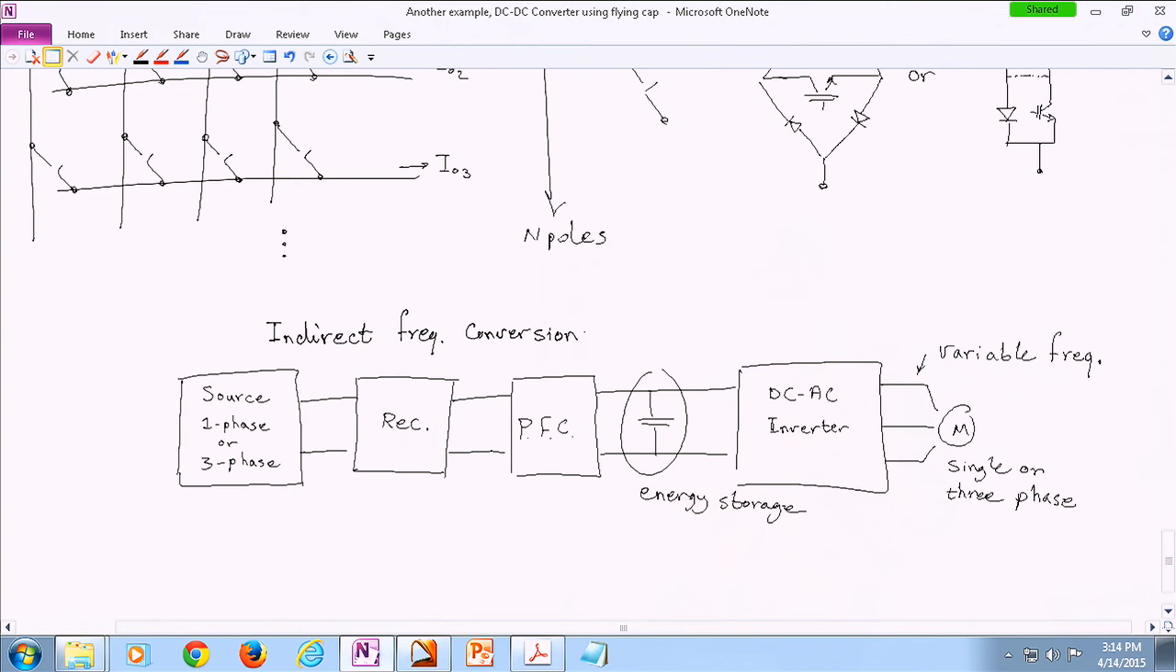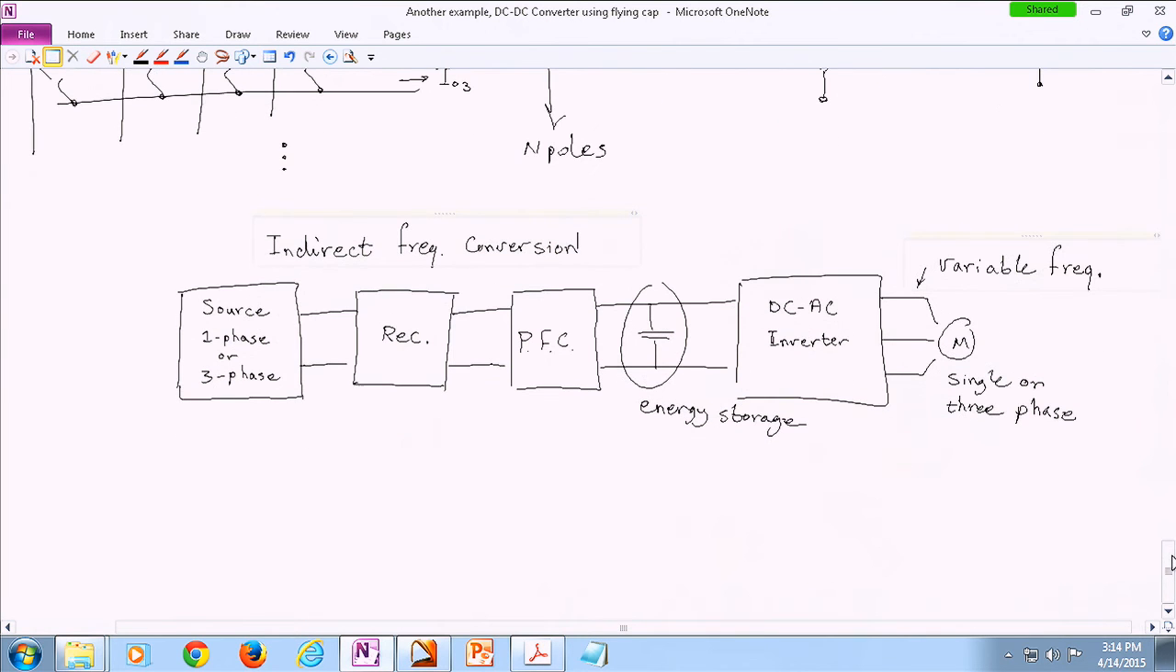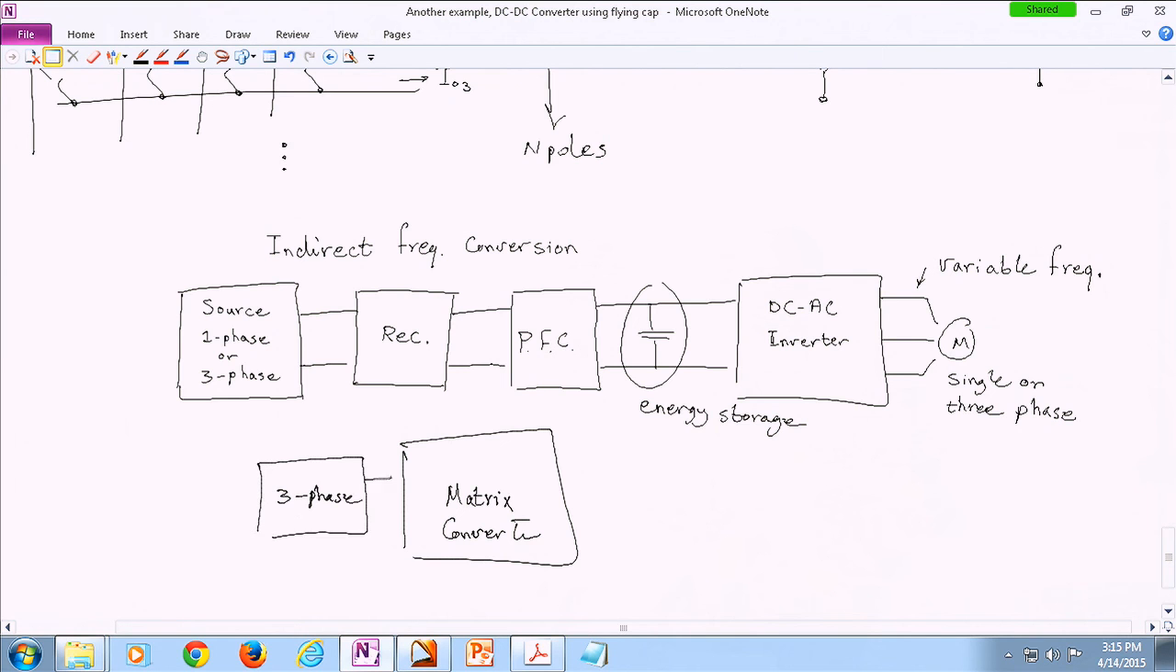The next approach, we could actually use a matrix converter to do this, is just to eliminate all these power converters and just put a matrix converter here. It usually works when you have a 3-phase source, though. All right, and this is what we are going to see basically next time.